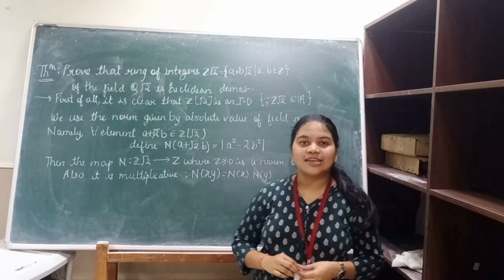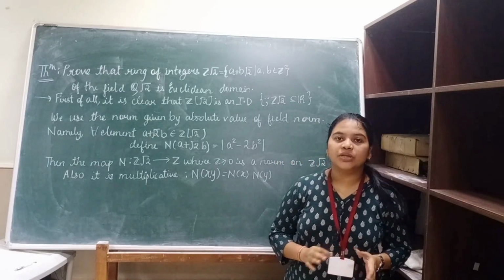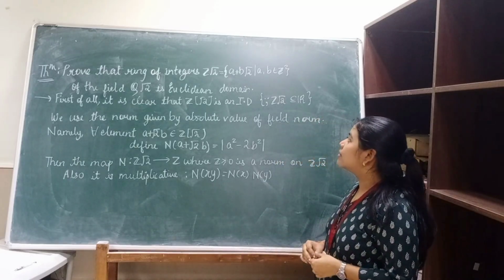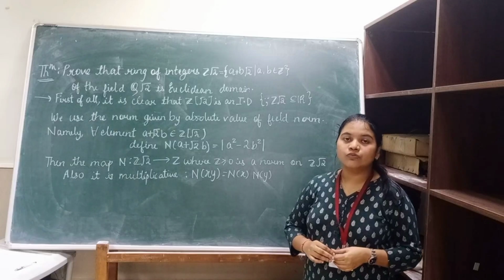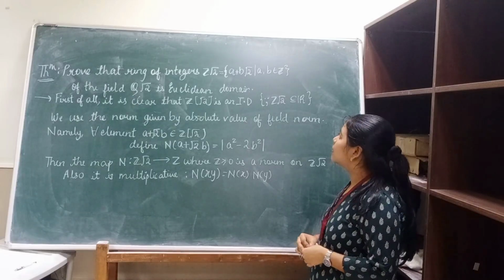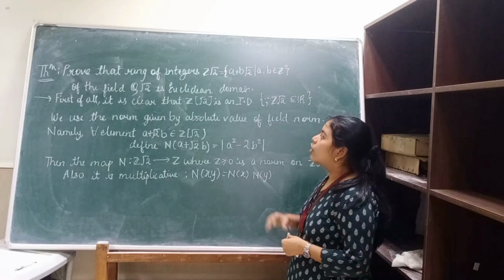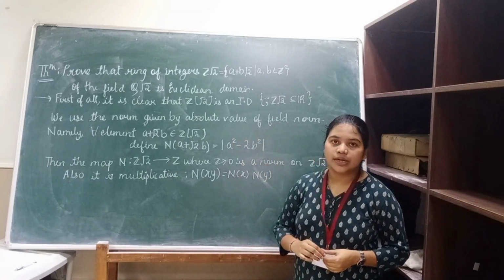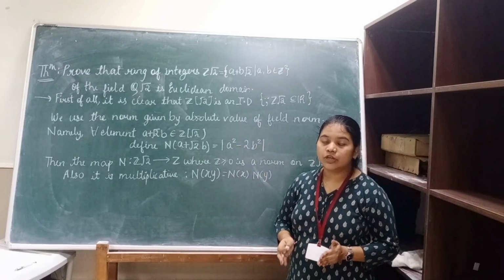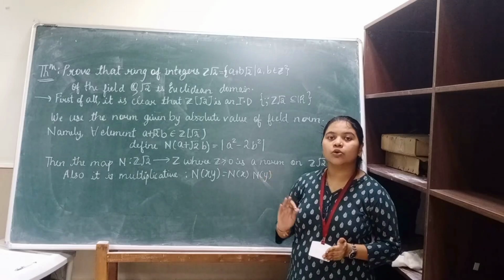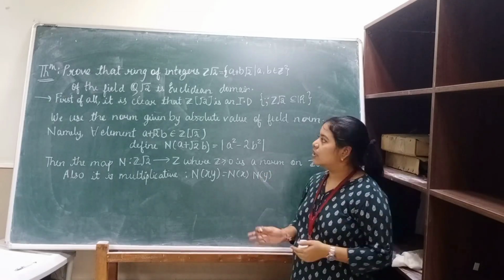Hello everyone, my name is Sia Naik, and today I will be doing the theorem. Prove that the ring of integers Z[√2], which is equal to the set of a + b√2, where a, b belong to Z, of the field Q(√2) is a Euclidean domain. Before starting, we need to prove that Z[√2] is an integral domain.